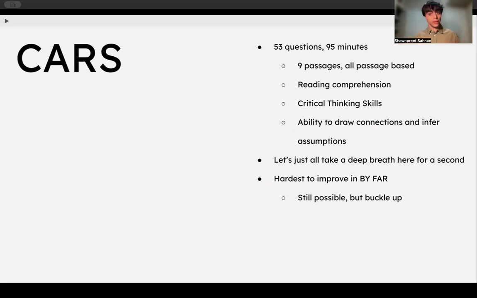This one's going to be a lot of what students maybe haven't seen. It's going to be reading comprehension, critical thinking skills, and abilities to infer assumptions about authors and tone in ways a lot of pre-med students haven't. So it's going to be the hardest to improve in by far because you're working on your reading comprehension and pretty much exclusively that, as well as your critical thinking. But it's still possible. A lot of people see big score jumps in CARS. You just have to buckle up and know that you're in for it because this is easily the hardest section to improve in.